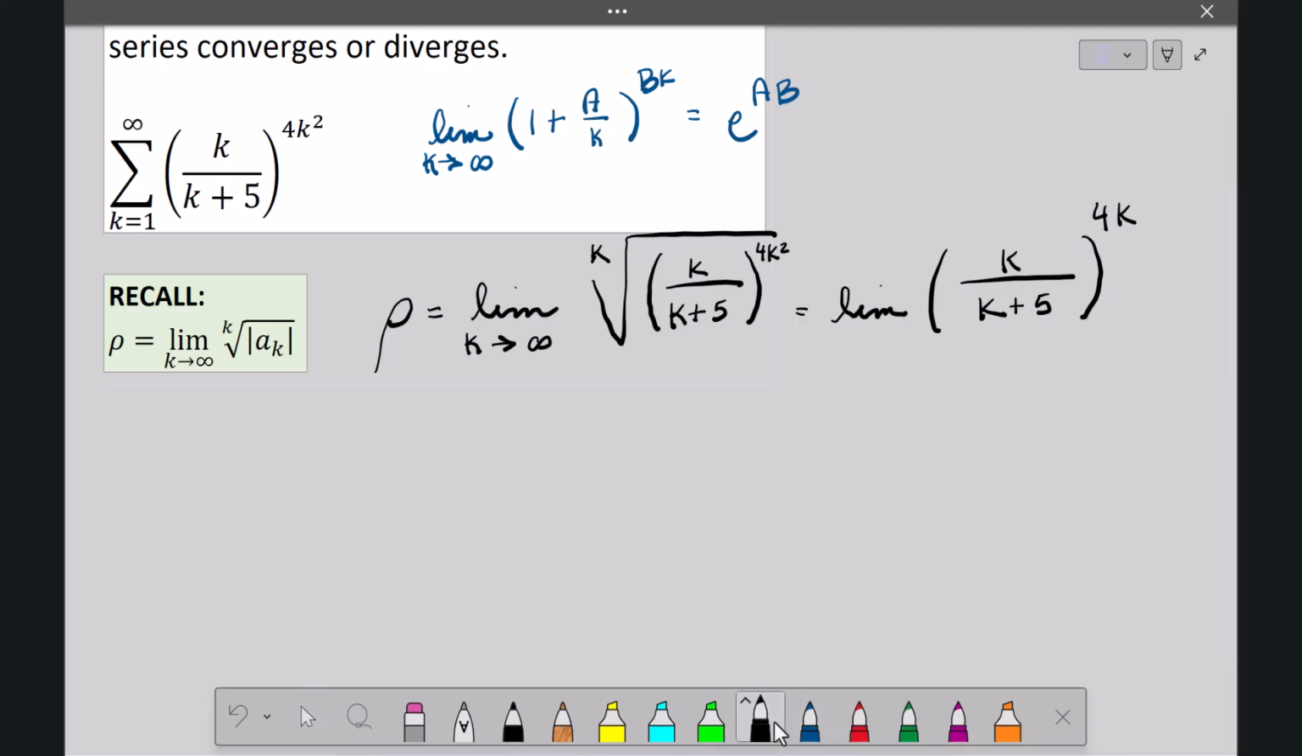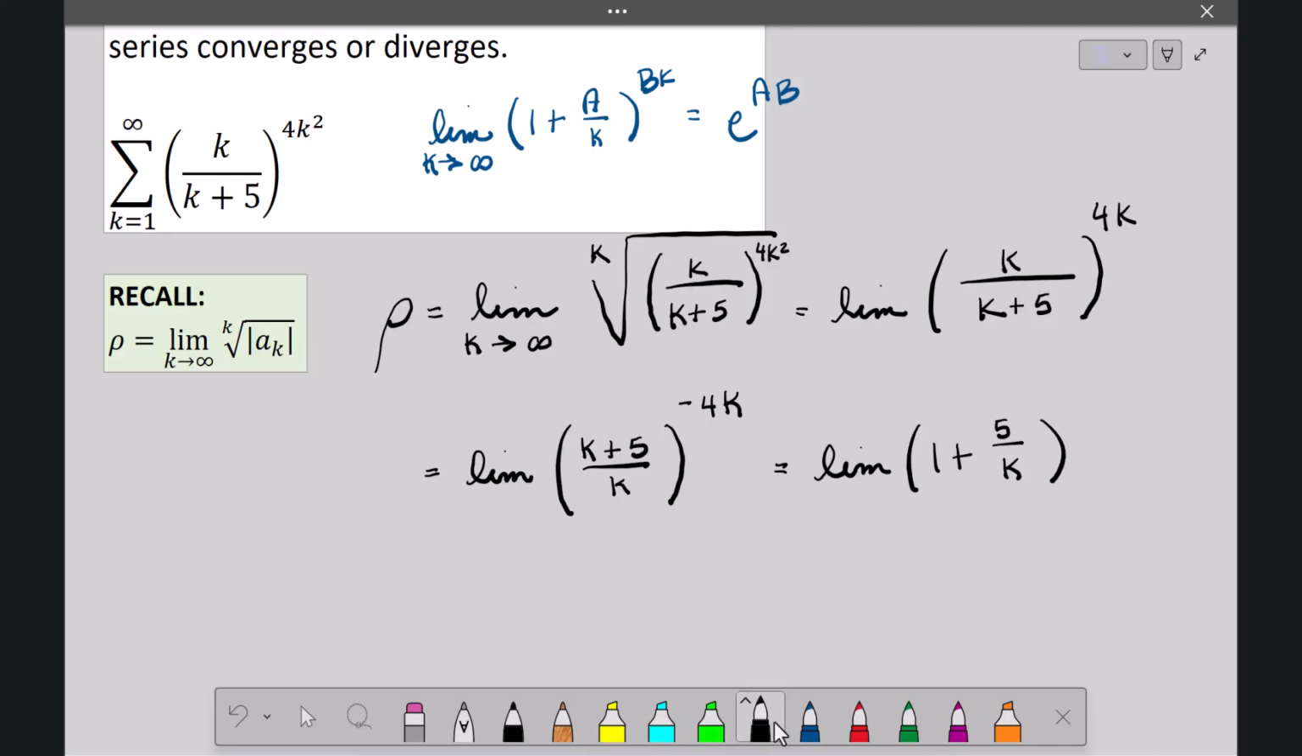And here's what we'll do. We are going to flip the fraction on the inside, because we can then split the fraction. But if we flip that fraction, the exponent has to change signs. We can then divide the k into the numerator on the inside, giving us 1 plus 5 divided by k, all raised to the negative 4k.